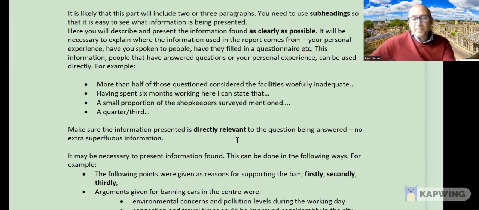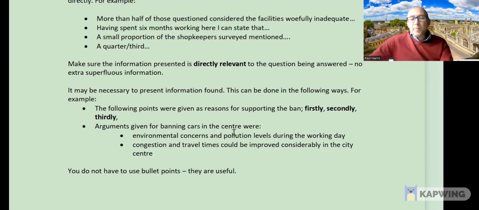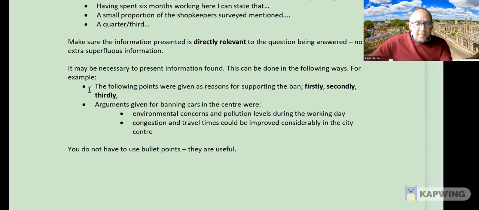Okay, make sure whatever you do, the information here is relevant directly to the question that's being asked. Okay, it may well be necessary that you present certain information like we have here. Again, using connecting words like firstly, secondly, and thirdly is something that you could also think about using. Okay, this will be an example here of bullet points. These are bullet points, and you can see here that they're not full sentences. It's just providing very easy to access information. Okay, you don't have to use them, but if you want to, I think sometimes they're quite useful.